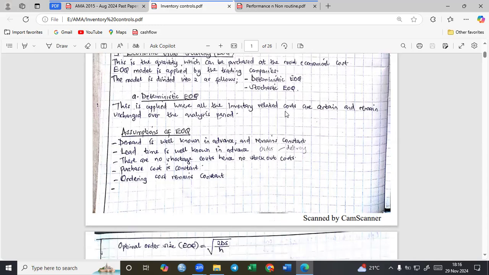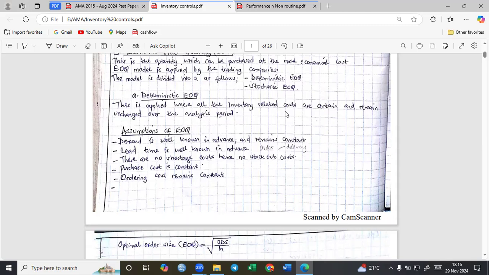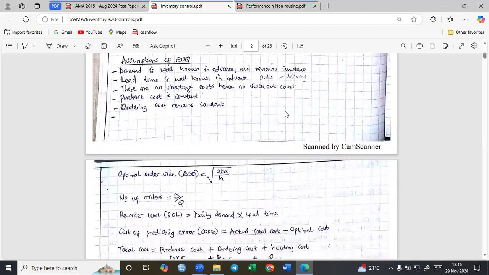This is where the inventory-related costs are certain and remain unchanged over the analysis period. And that is what we did in intermediate level in MA, when we were doing EOQ. So we are doing deterministic EOQ, where we know that our inventory costs are certain. These are the assumptions of what we did in our previous lesson, in our previous level.